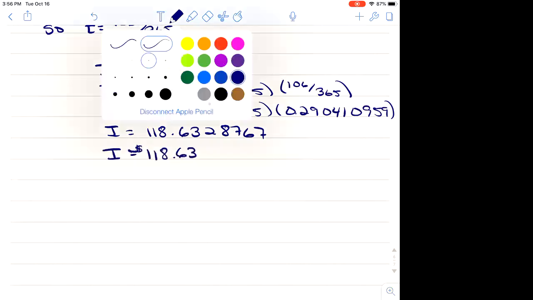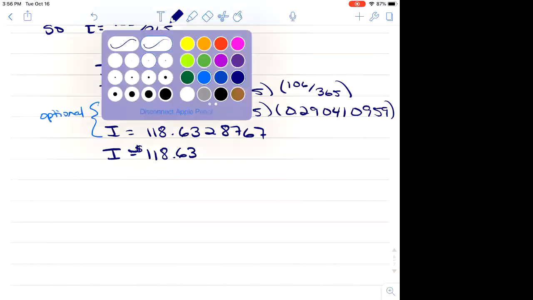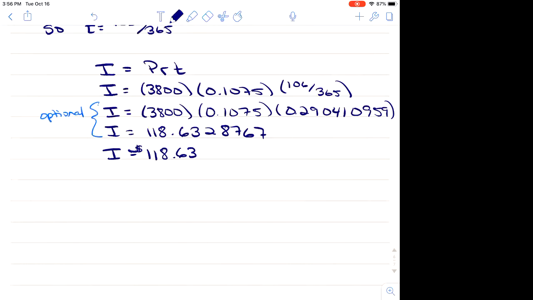So these 2 steps here are optional. I'm just showing extra work. Okay. Questions about that one? Okay.